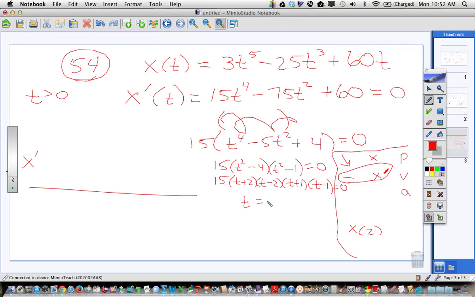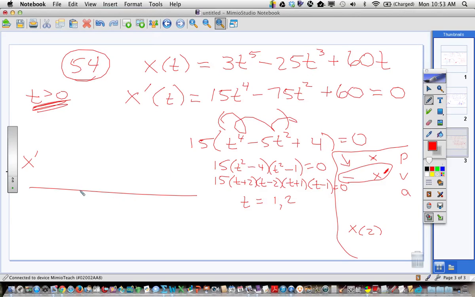So t equals what? Plus or minus 2, plus or minus 1? What do we say about t? T's got to be positive, right? Because t's time, right? So that's a pretty common situation. So we're only going to do the 1 and the 2. We won't do the negative. So when t is 1 and t is 2.